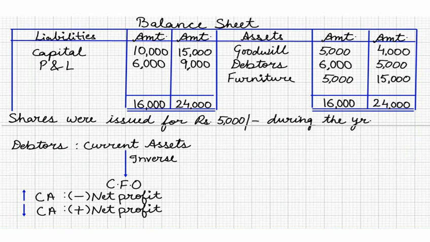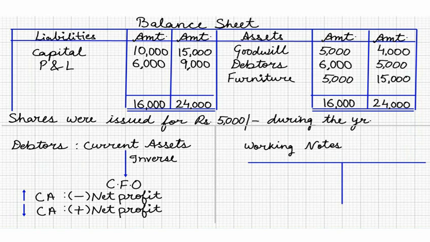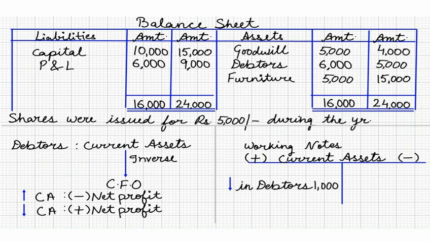So for the convenience of my question, in my working notes I'll make a T with the heading current assets. On the left-hand side plus items and on the right-hand side minus items. Because there is a decrease in the debtors, a current asset, it will be added to net profit. So on the plus side I'm going to write down decrease in debtors 1,000 rupees. I will require it at the time of calculation of cash from operation.